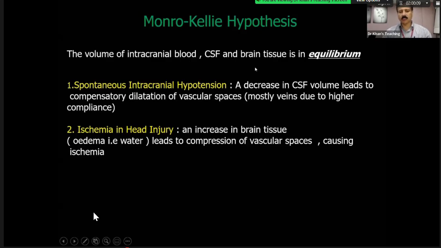So what is the application? For example, a patient has got cerebral edema, and this is what they have asked in the exam, because of trauma or any other cause. Then what will happen? The brain tissue is increasing. CSF cannot decrease because it is a liquid. You cannot compress a liquid. We know that from physics. So what will happen? The vessels are going to be compressed. Initially the veins, because they have more compliance, and then the arteries. So the patient will then get ischemia.